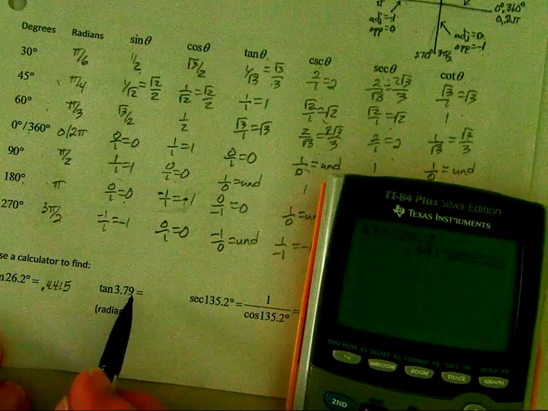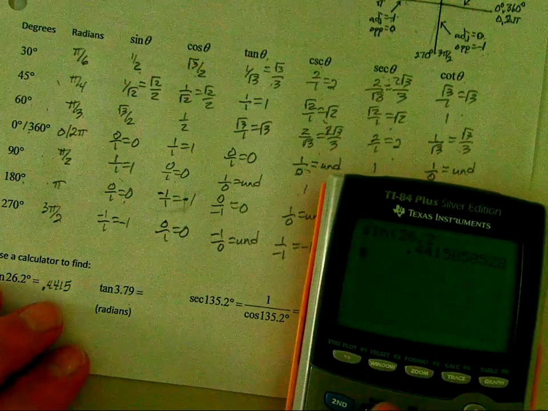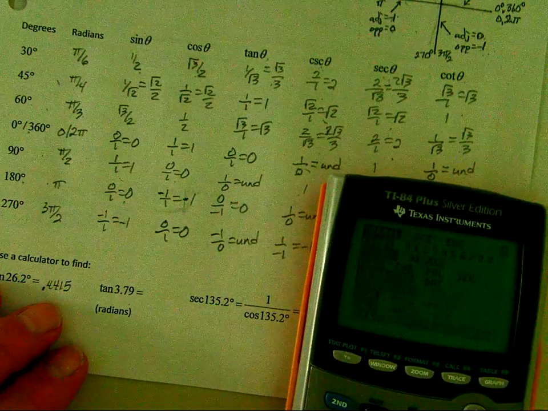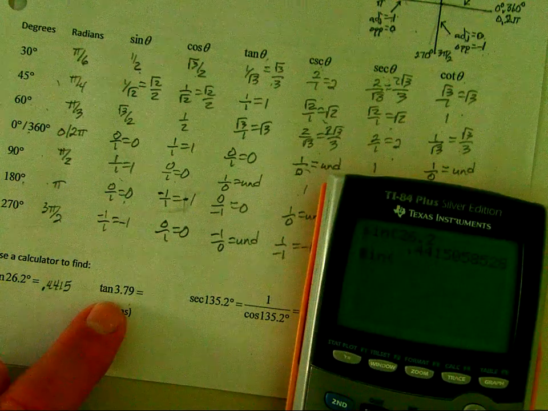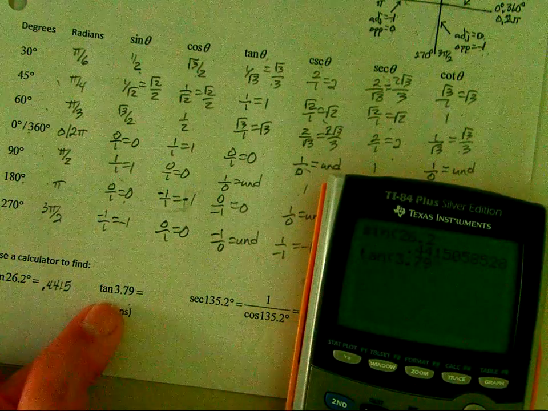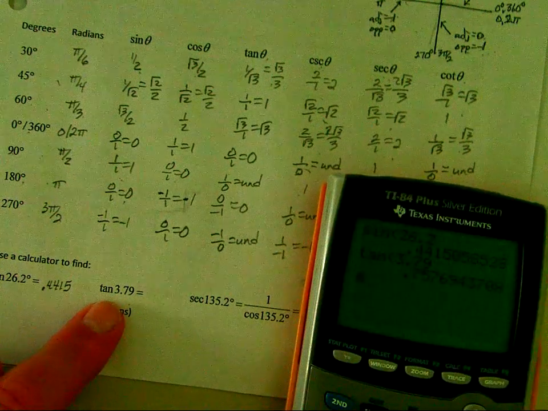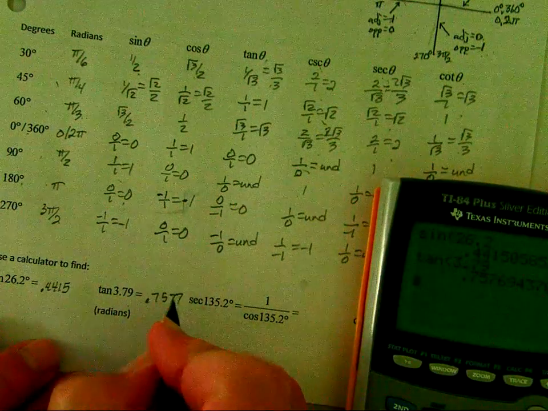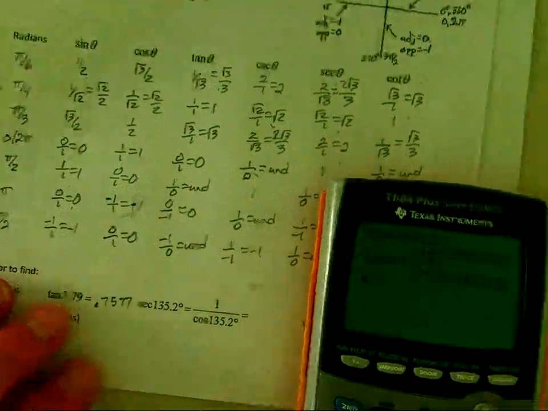Now notice this one. There's no degree symbol. The rule is if you don't see a degree symbol, it's in radians. So we need to go back to mode, go down to that third line, and highlight radians. So it's highlighted now. Now, the tangent of 3.79. If you don't see a degree symbol on there, it is radians. So the tangent of 3.79 is 0.75769. I could round that off to 0.7577. Those are pretty straightforward.